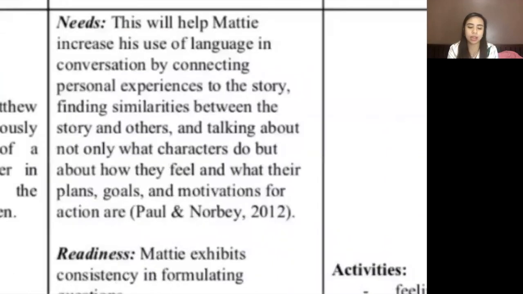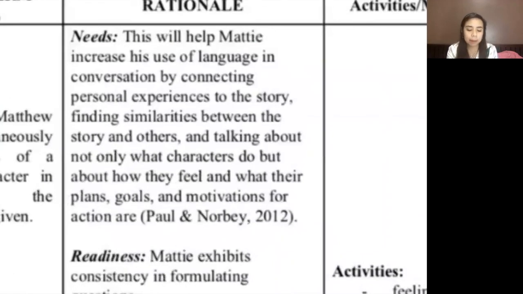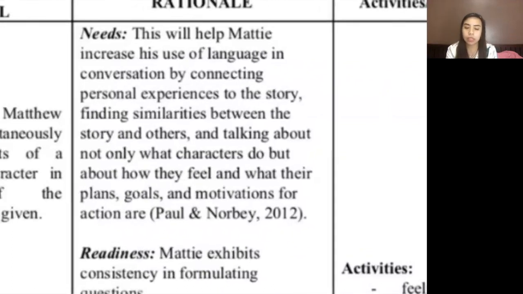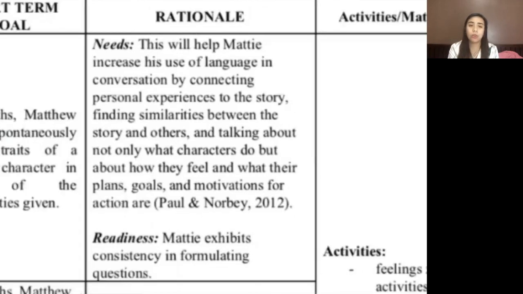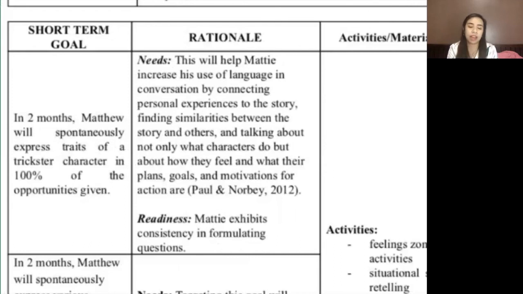So that's why this is here in the rationale. This will help Matty increase his use of language in conversation by connecting personal experiences to the story, finding similarities between the story and others, and talking about not only what the character does, but about how they feel and what their plans, goals, and motivations for action are. So, as you can see, it was properly justified with source pa on why this goal had to be targeted. So, that's the importance of a rationale.